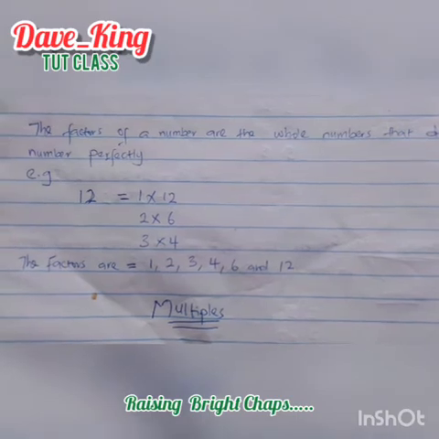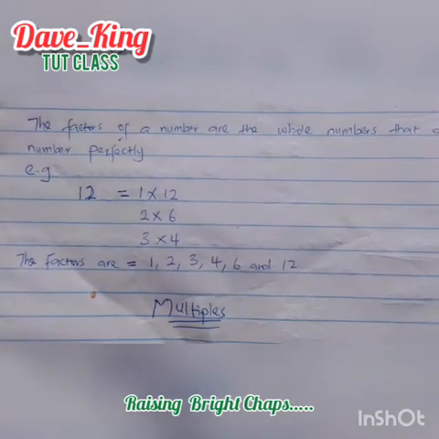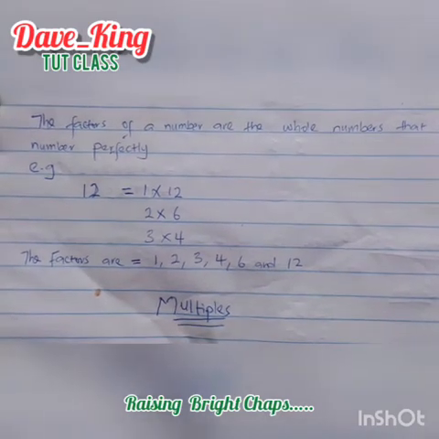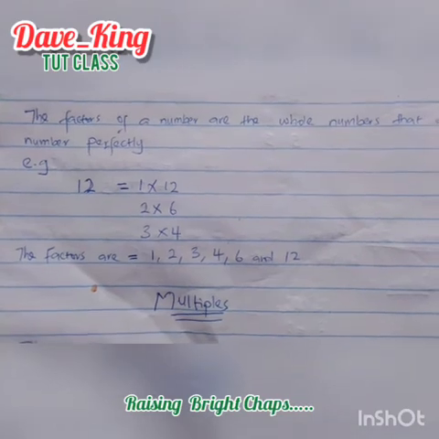Now, for example, we have 12. What are the multiples of 12? We have 1 times 12, 2 times 6, and 3 times 4. Therefore, the factors are what? 1, 2, 3, 4, 6, and 12.